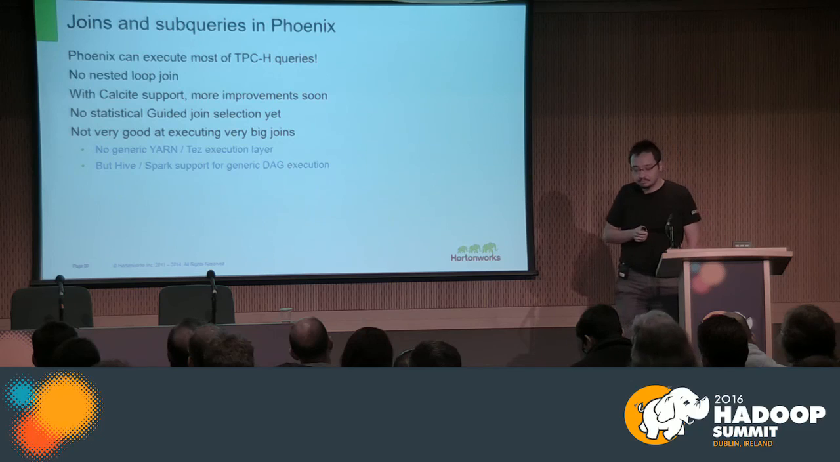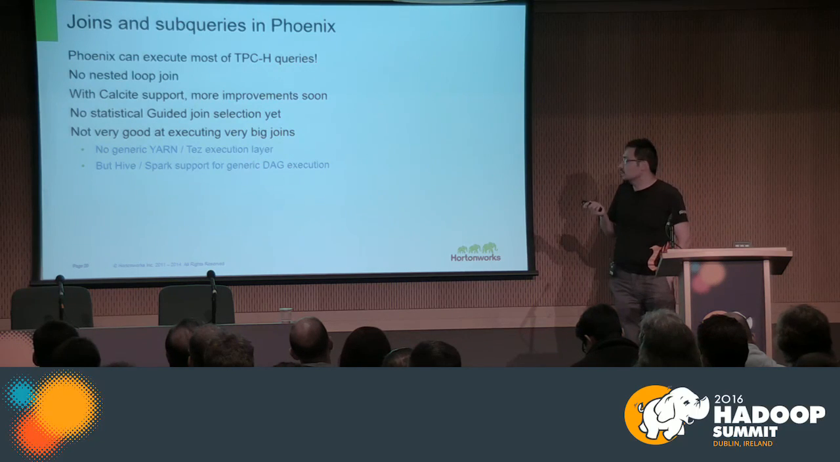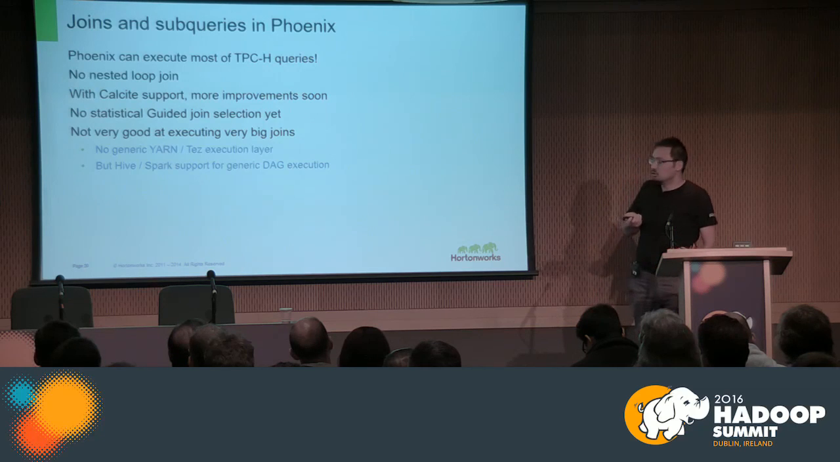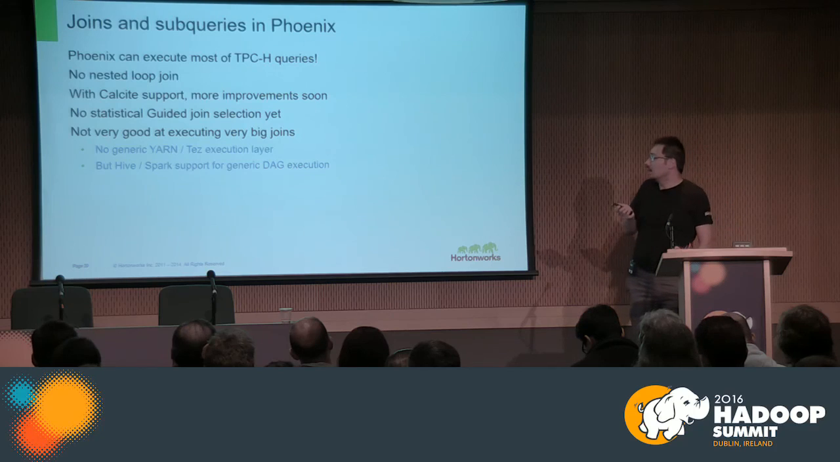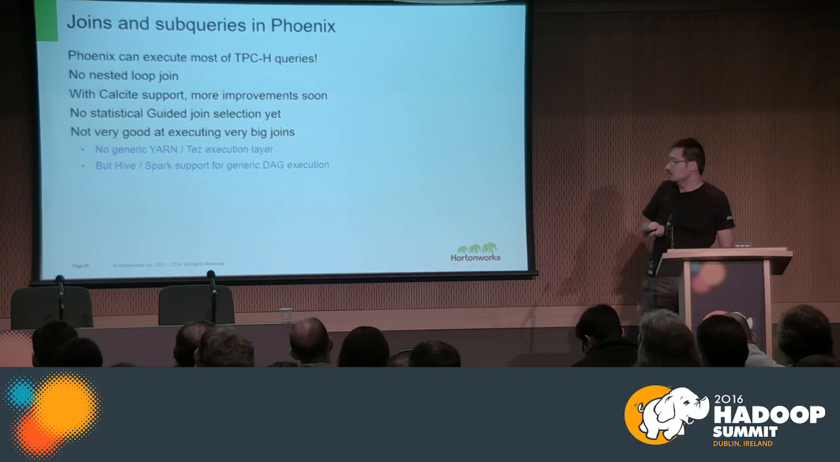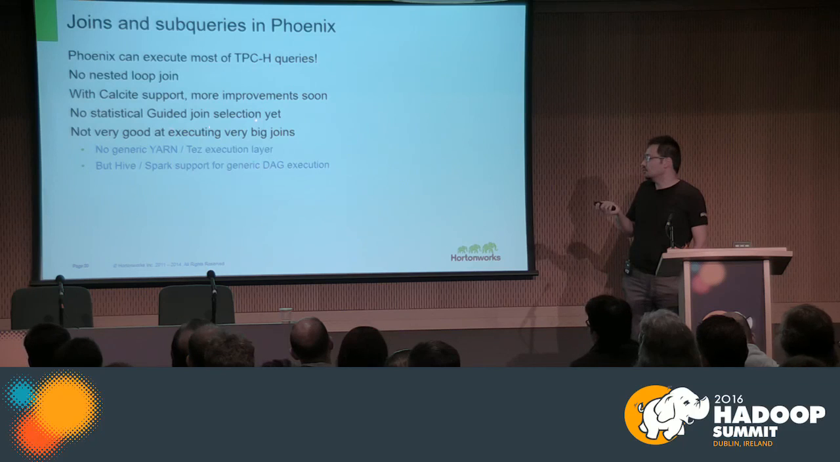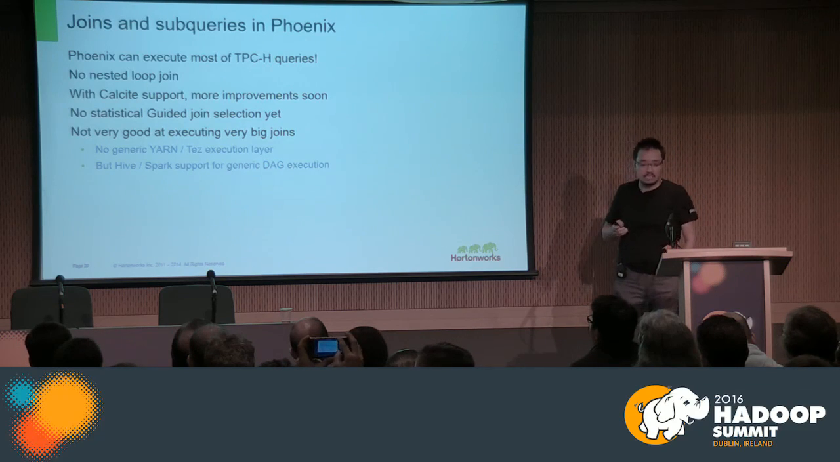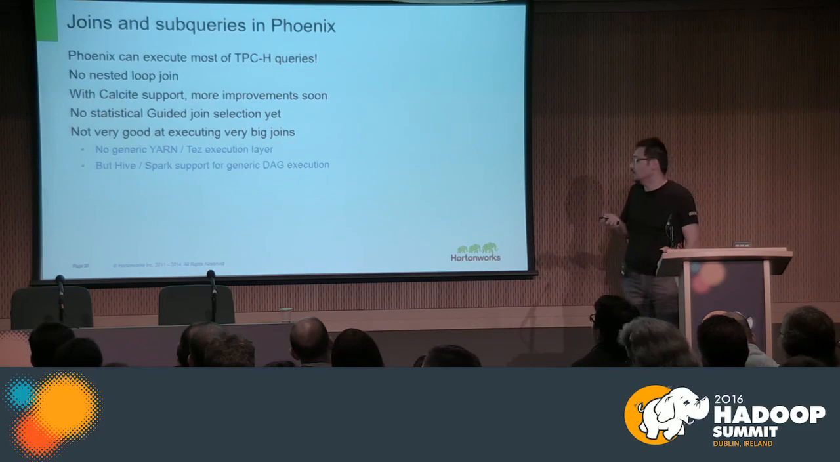So, I think this is a very exciting thing. Like Phoenix can execute most of the TPC-H queries, which is a recent thing. But there's still some limitations in the join support, like there's no nested loop joins, and there's also no statistical guided join selection yet. But more stuff is coming with the Calcite integration, and we're gonna talk about it in the part 3 section.